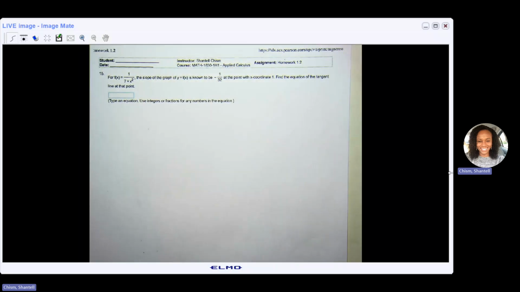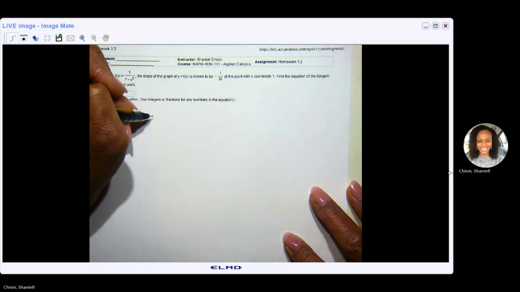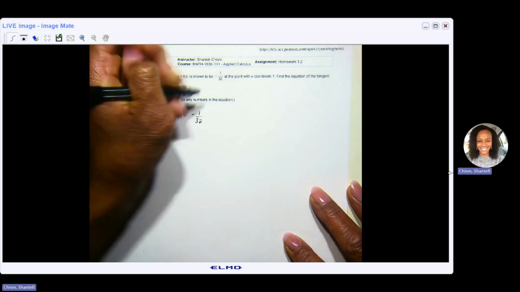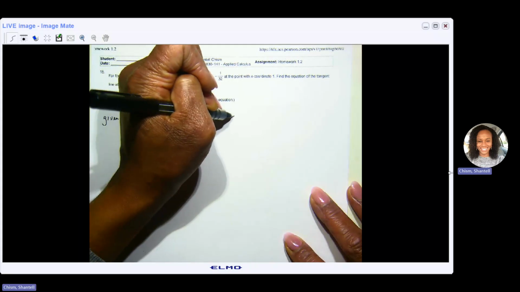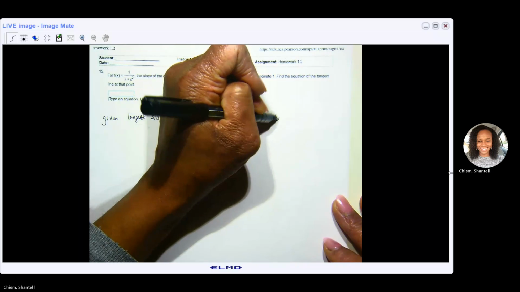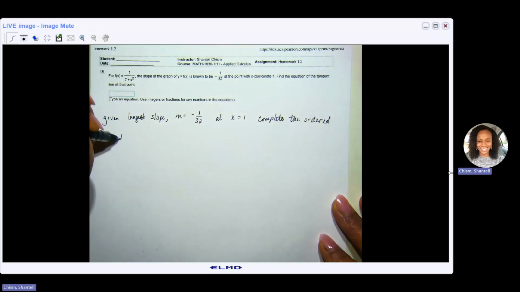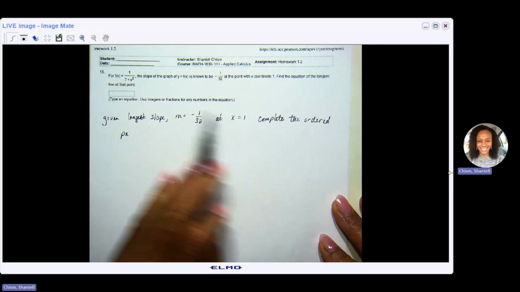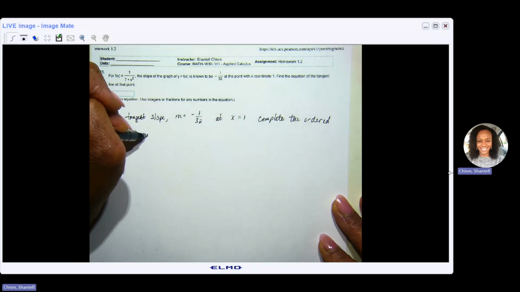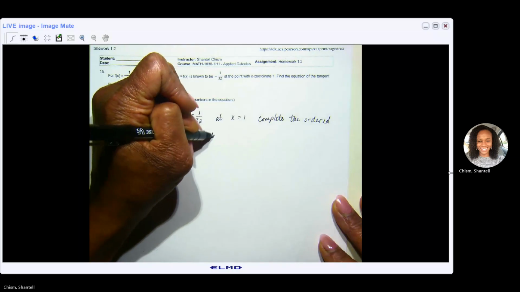They actually give us the slope here. So given the tangent slope, which is negative 1 over 32 at x equals 1, complete the ordered pair. So we've got the x coordinate. We're going to figure out what the y is, and we plug in x. Complete the ordered pair and write the equation. That is what we're going to do. Okay?